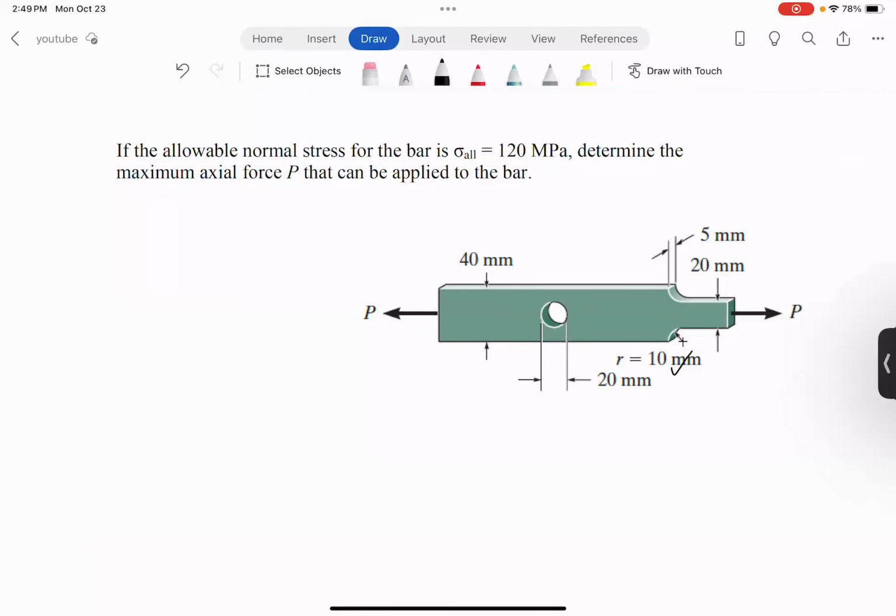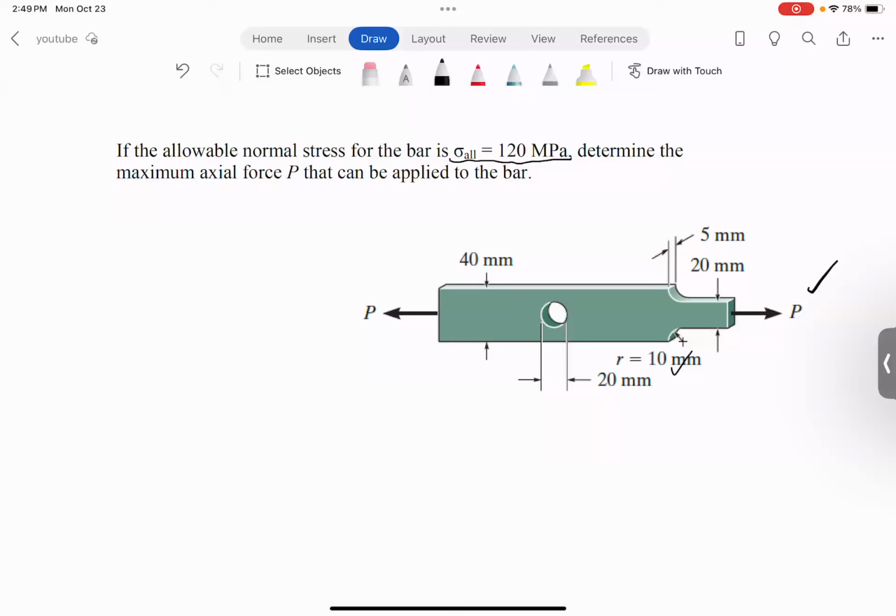So basically, it says if the allowable normal stress in the bar is 120 megapascal, that means you don't want the stress in this bar, anywhere in the bar, to be more than 120 megapascal. And then you want to determine the maximum axial force. So this load is unknown here. So what is the maximum load that we can apply to this bar?